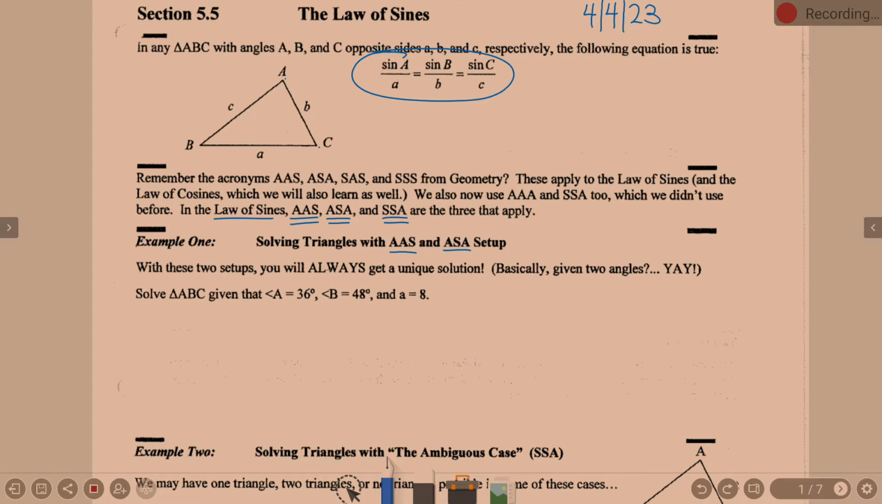Now, what setup do we have here? I'm going to cheat and use this up here. We're provided angle A, we're provided angle B, and we're provided side a. What setup is this? Angle, angle, side? Yes, angle, angle, side.